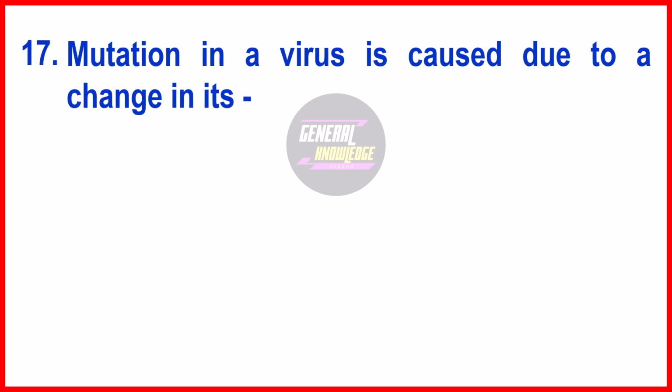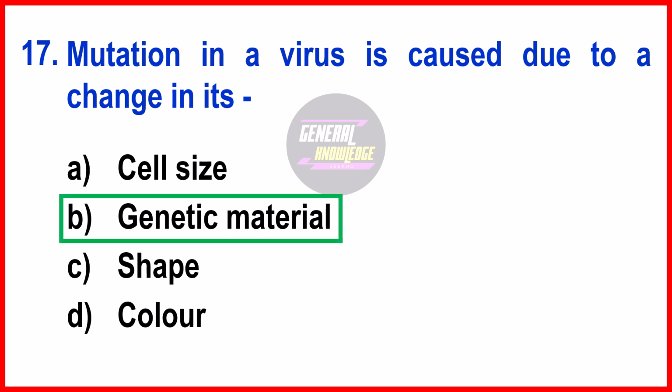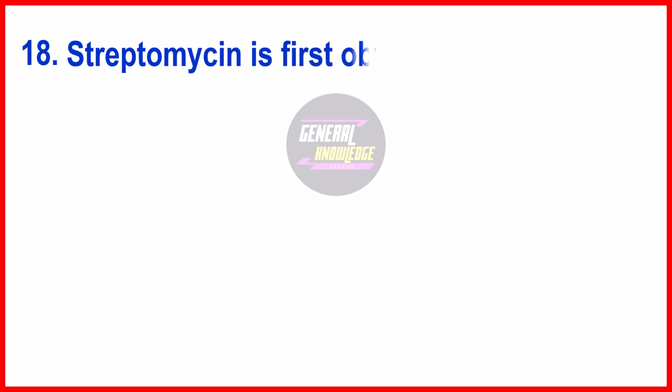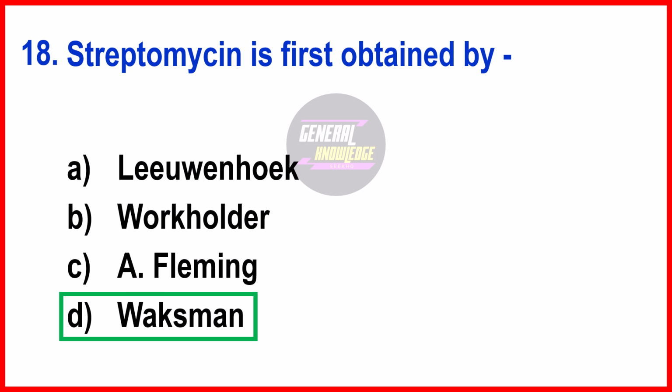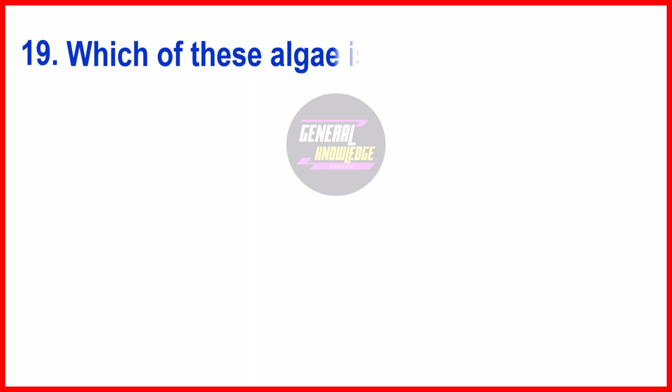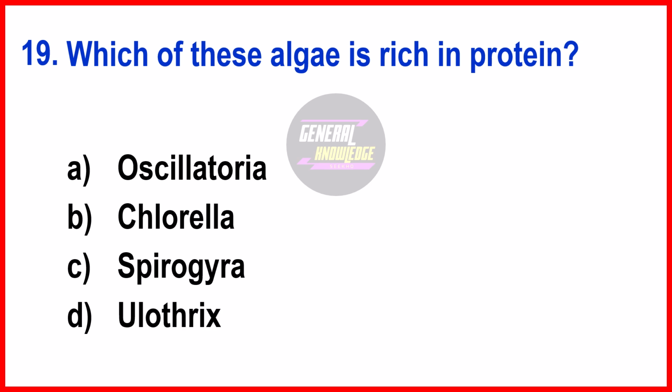Mutation in a virus is caused due to a change in its. The right answer is option B, genetic material. Streptomycin is first obtained by. The right answer is option D, Waxman. Which of these algae is rich in protein? The right answer is option B, chlorella.